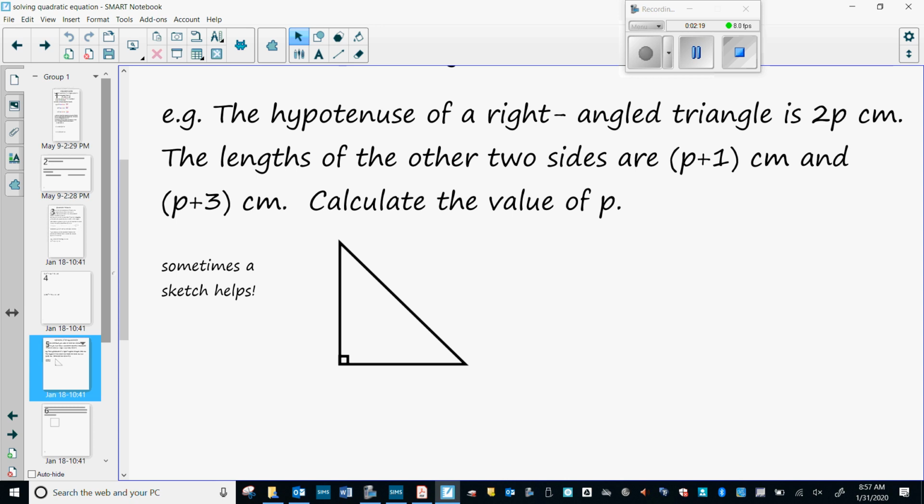So here, they've told us that the hypotenuse of a right angled triangle is 2p centimeters, so it's represented by 2p. The lengths of the other two sides are p plus 1 and p plus 3. Calculate the value of p. Now, I've said here, sometimes a sketch helps. They talk about a right angle triangle, so I would suggest draw a sketch.